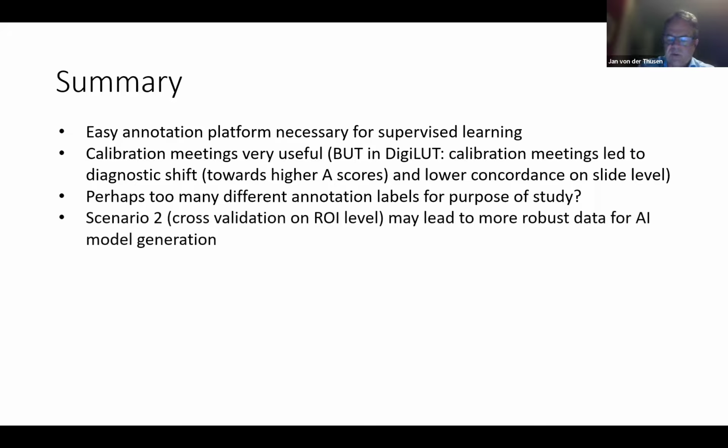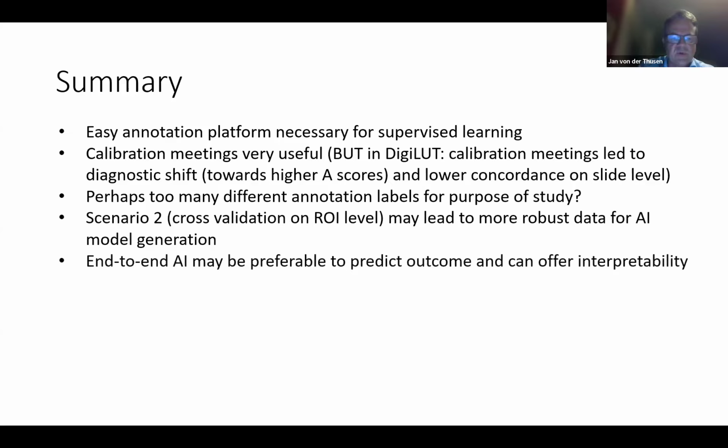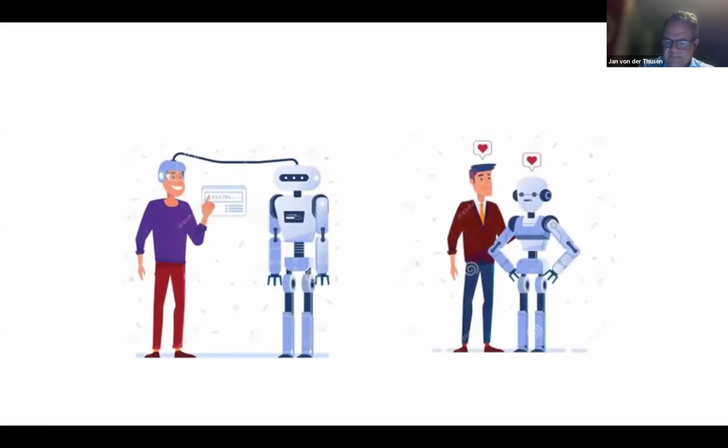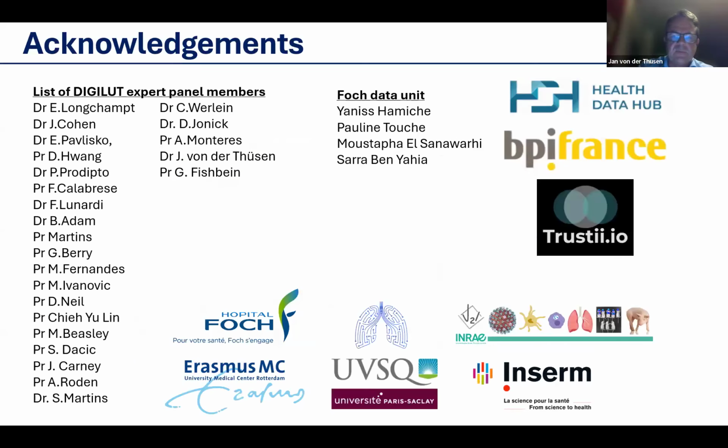And then scenario 2, where we have the cross-validation, might be better at training these sort of models. And I think in the end, an end-to-end AI may be preferable to predict outcome and offer interpretability, so that we can be friends with the AI again, and perhaps have, as Elliot also mentioned, a very bright future in incorporating this into the practice of lung transplant rejection prediction.